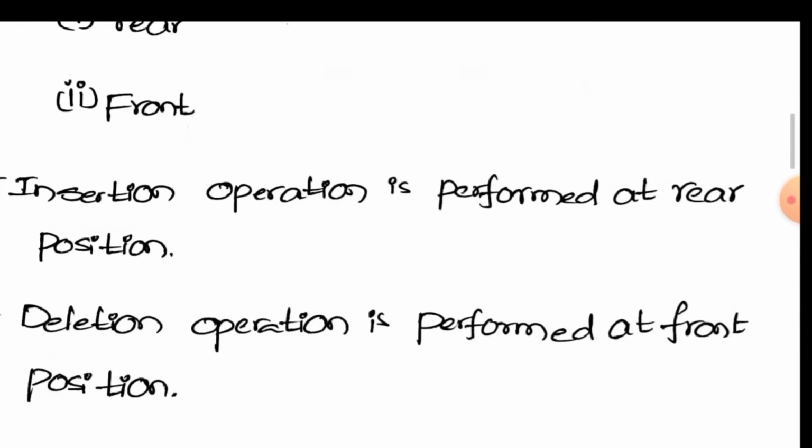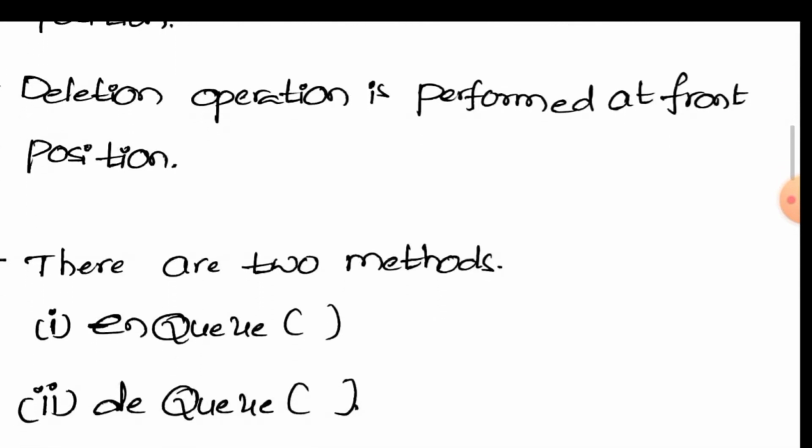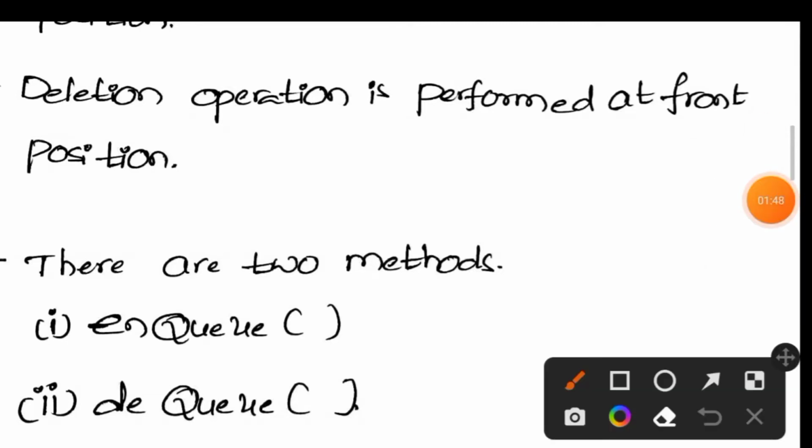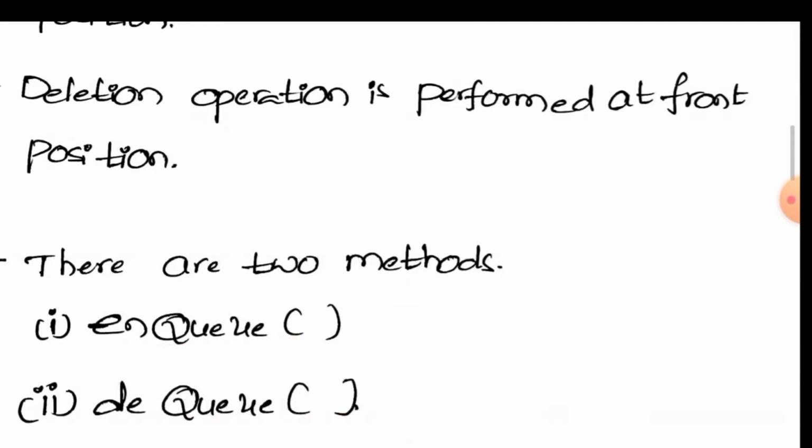Whenever we insert an element in the queue, the rear position is incremented by 1. Whenever we delete an element from the queue, the front position is incremented by 1. To perform insertion and deletion, we use two methods, that is NQ and DQ. NQ is used to insert elements in the queue data structure and DQ is used to delete elements from the queue data structure.